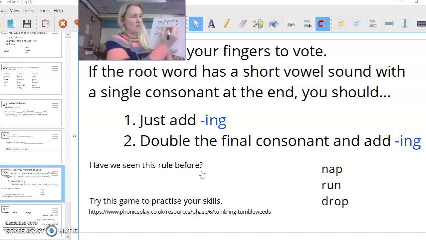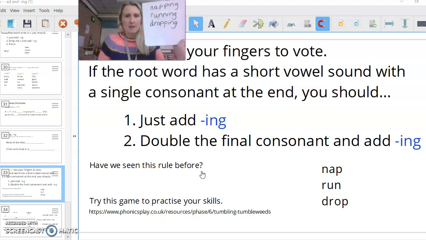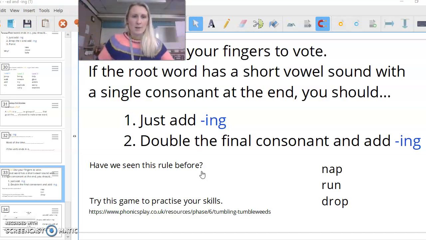I'm doubling my n for running, n-i-ng. I'm doubling my p for dropping, p-i-ng. So we're doubling up our consonant, aren't we? Okay, I'm going to leave that with you now. And I am going to let you get on with some of your work and apply what we know already.